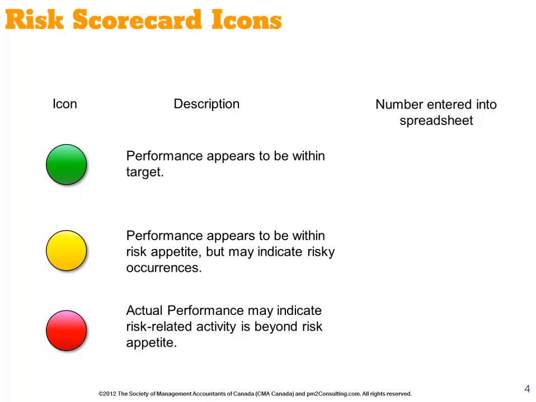So what we enter in the spreadsheet, if it's green, we'll just enter a 10. If it's yellow, a 5. If it's red, a 1. So we're not converting raw data, we're giving it a score.